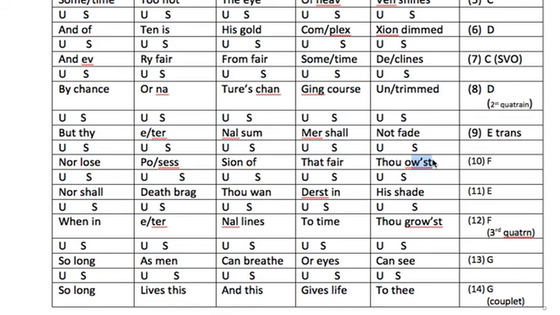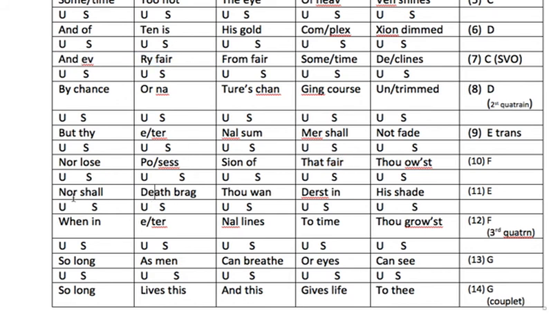So this word "owest" can be interpreted as "ownest" rather than "owes," although it could be that as well. Your eternal summer will not lose possession of that fair which you own. Well, what kind of eternal summer wouldn't lose possession of fairness, even though in the previous lines he said every fair from fair sometime declines? What makes your fair different from the every fair mentioned in line 7?